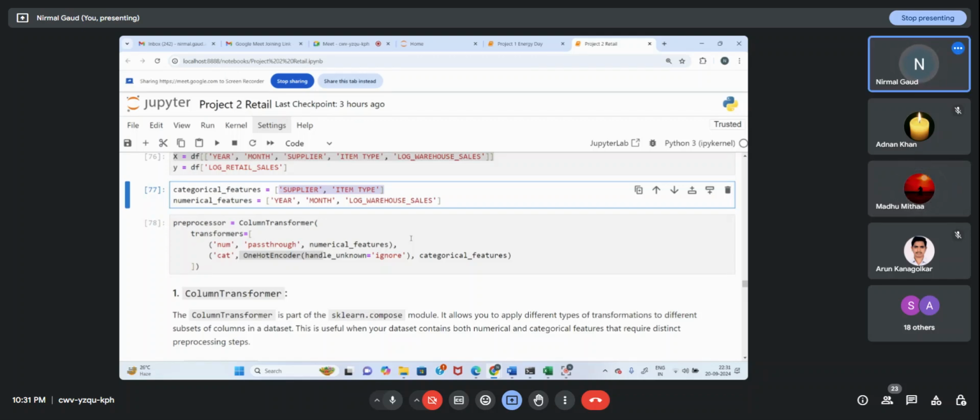That's why I haven't done it. So dropping the features after performing one hot encoding doesn't happen, right? Normally it doesn't happen.